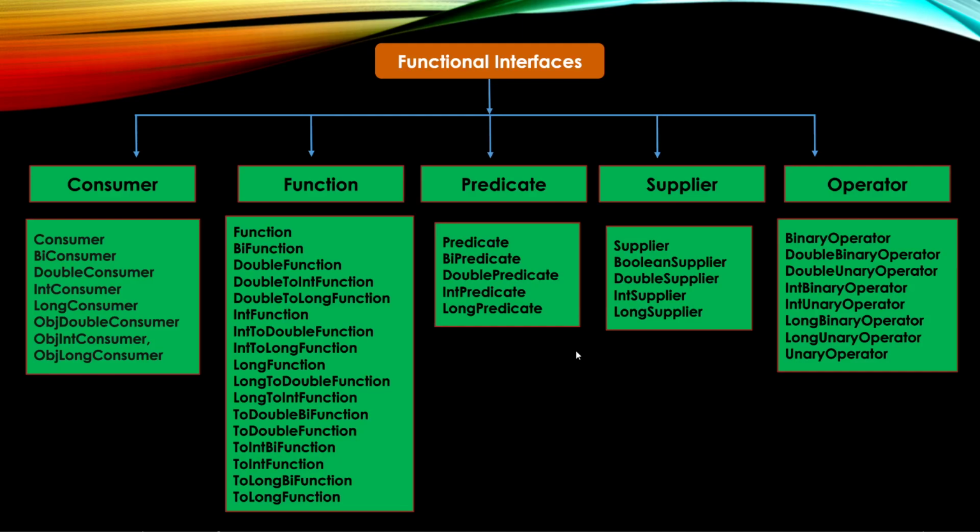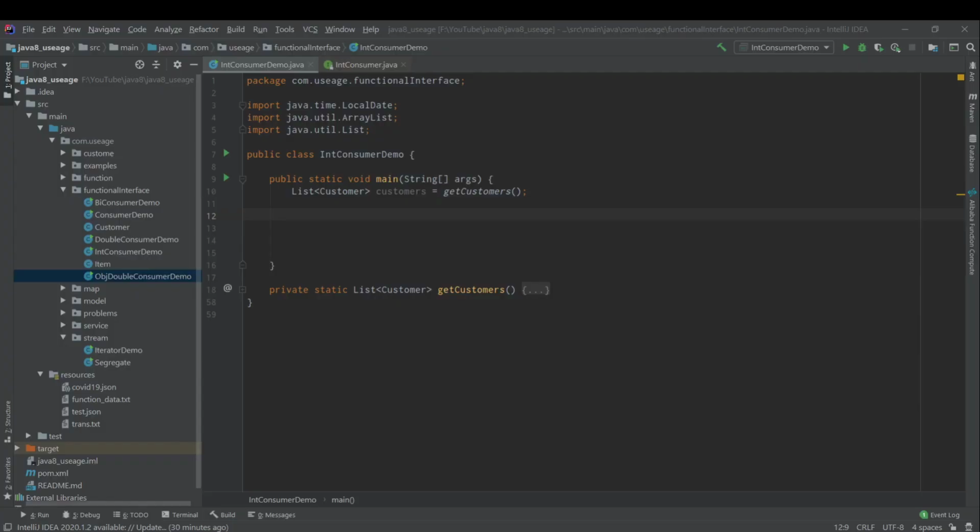Hello guys. Today's topic on the functional interface of the consumer is IntConsumer. Here the IntConsumer, as the name says, will take an integer as a parameter and does not return anything. All the consumers will not return anything, they accept only the parameters. So let's go and implement IntConsumer. We'll see how we can utilize that.